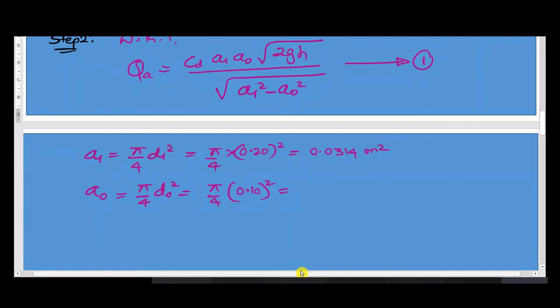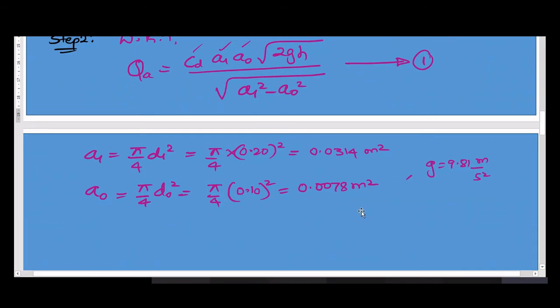So once you substitute values, I will get 0.0078 meter square. So these are the two unknowns we have calculated. CD is already given. Square root of 2 is there, it is constant anyway. G value is 9.81, that already we know. I will write here meter per second square. H we don't know. H is a differential head.